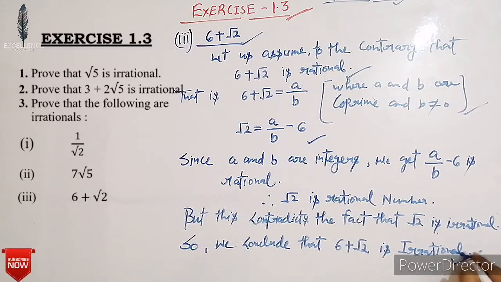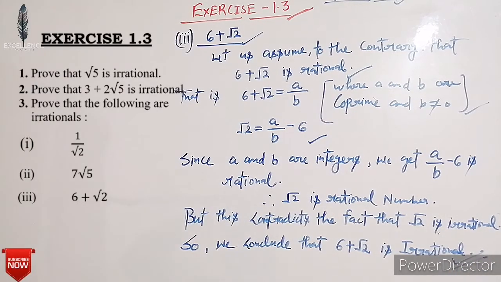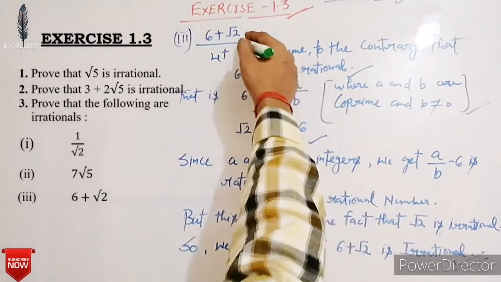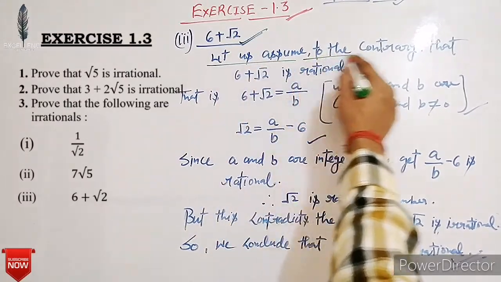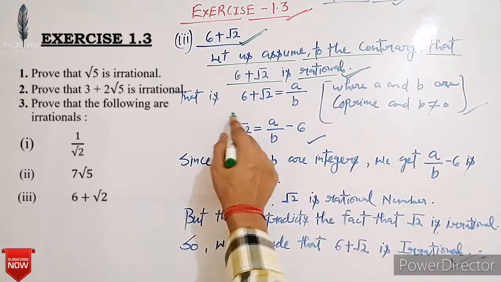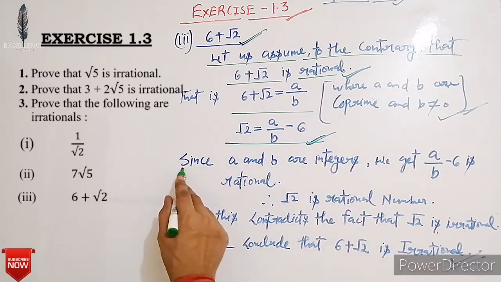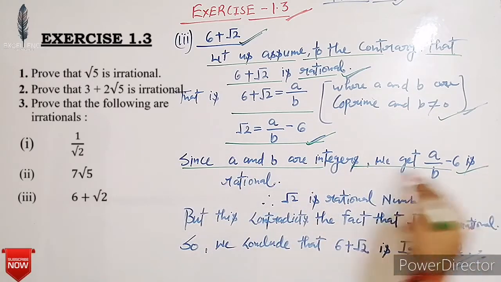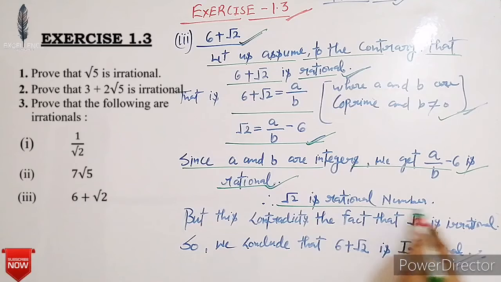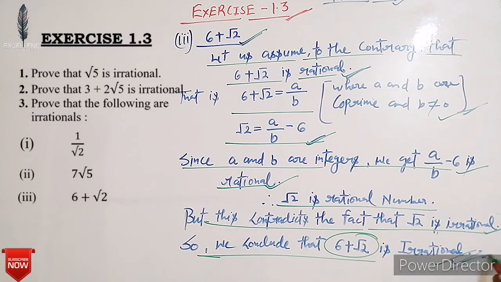Okay students, let us revise. Here we have to prove 6 plus √2 is irrational. So let us assume to the contrary that 6 plus √2 is rational, that is 6 plus √2 equals a/b. Here √2 equals a/b minus 6. Since a and b are integers, we get a/b minus 6 is rational. So √2 is a rational number. But this contradicts the fact that √2 is irrational. So we conclude that 6 plus √2 is an irrational number.